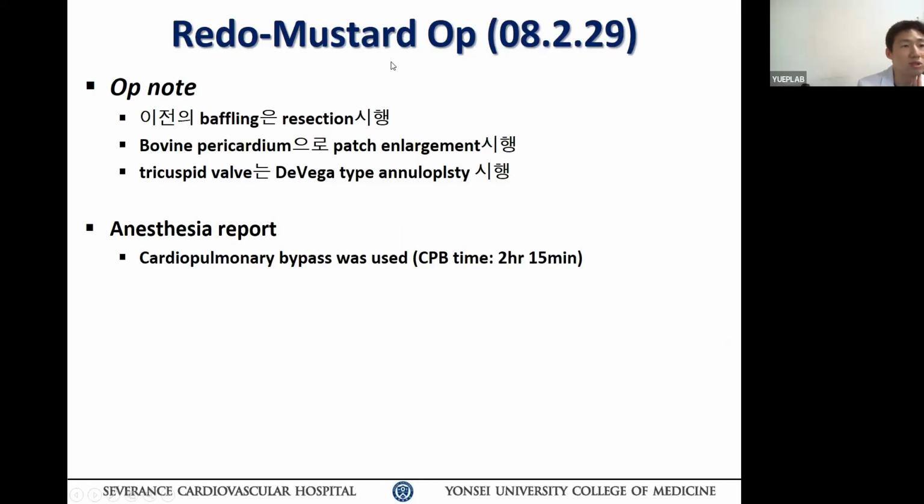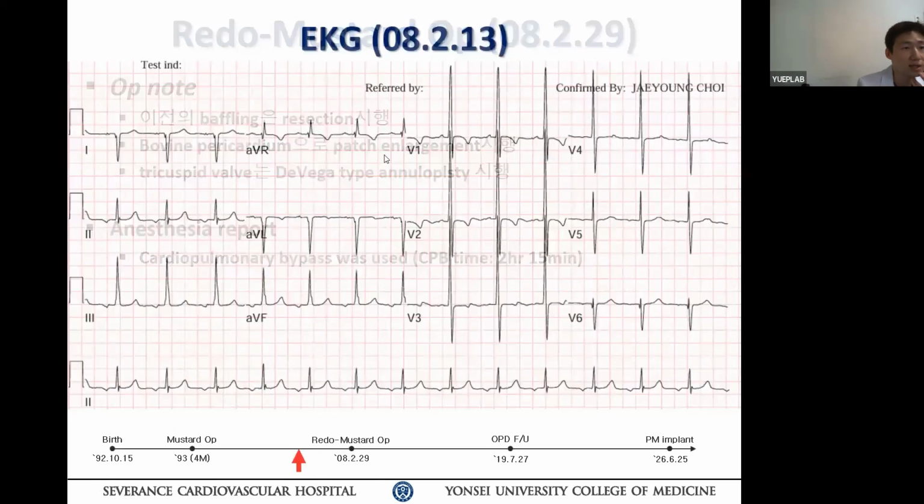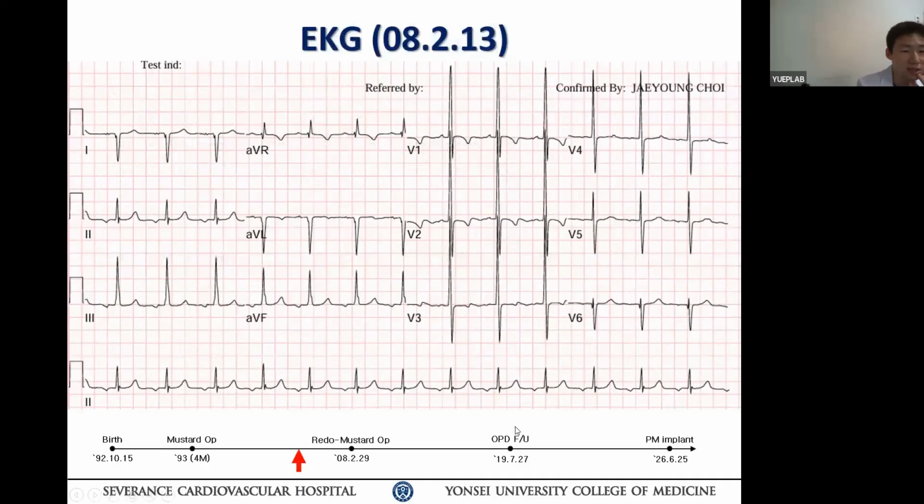So he did the redo Mustard operation due to the stenosis of the previous route. The CPB time was about 2 hours. And this is the baseline ECG he showed before the surgery. He has a different axis of the P wave before the surgery.